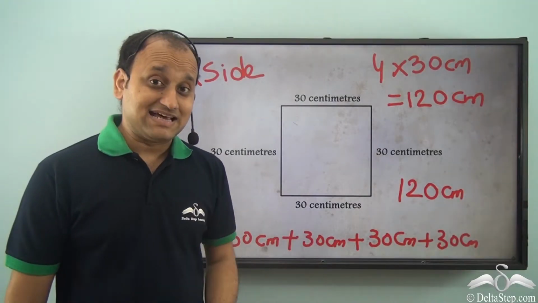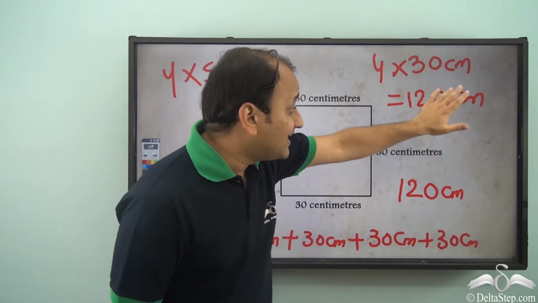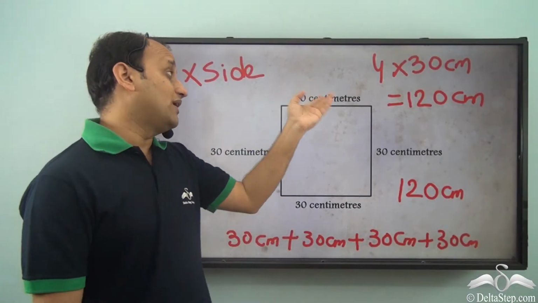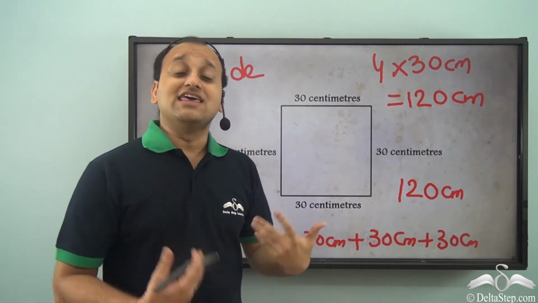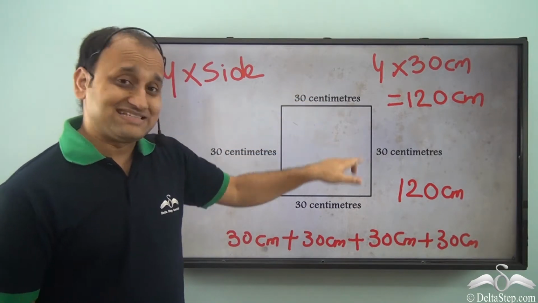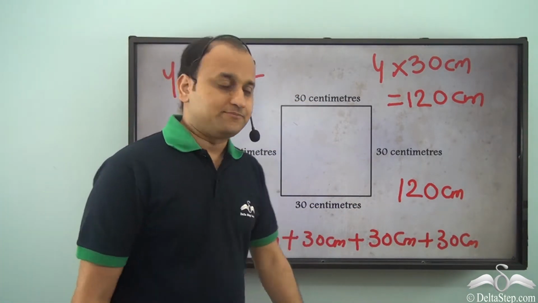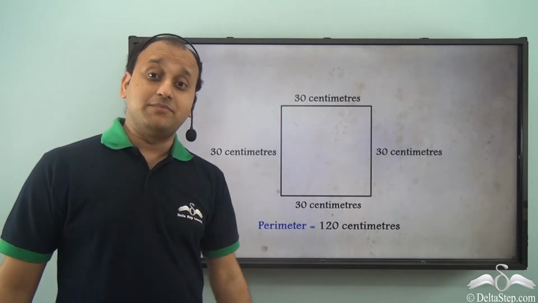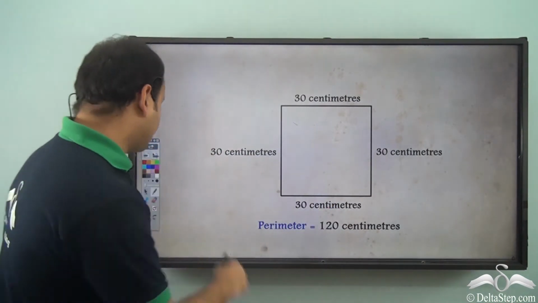So for all the sides, Ravi will need 120 centimeters of ribbon. So you see, by calculating the perimeter of a square, he was able to find how much ribbon he needs to put on the sides of this square. So 120 centimeters is the perimeter of this particular square.